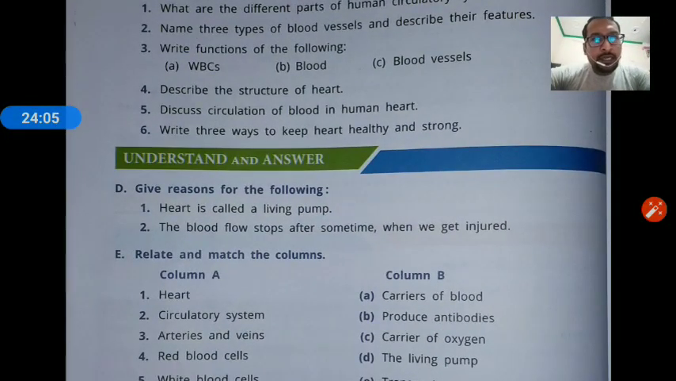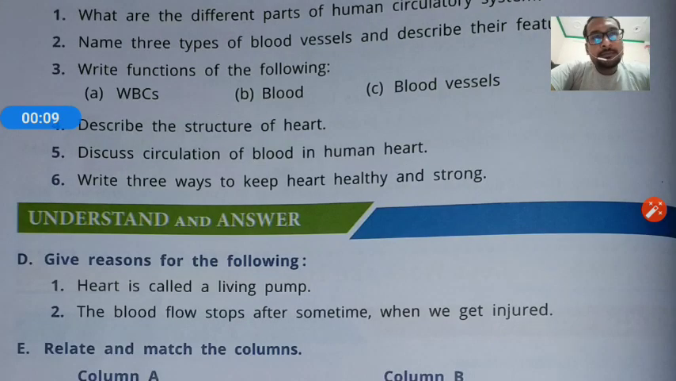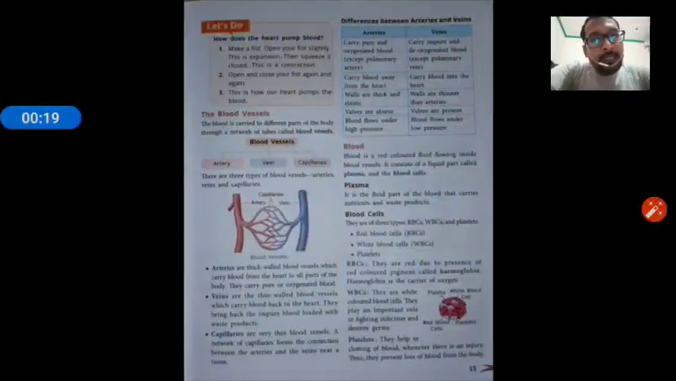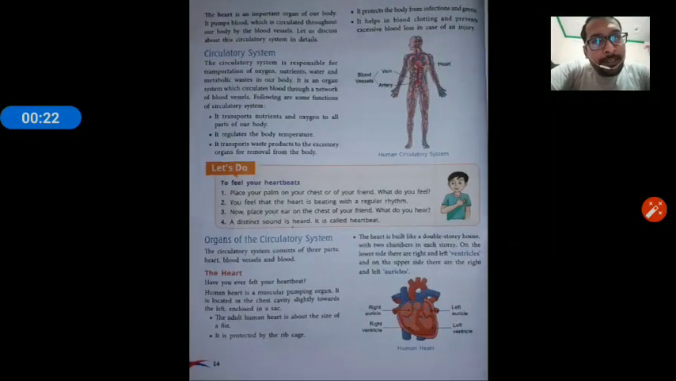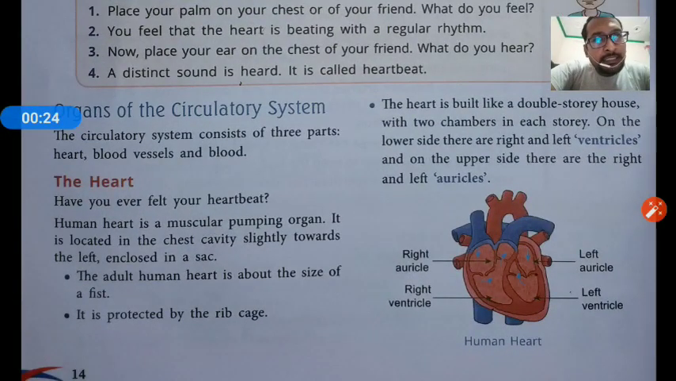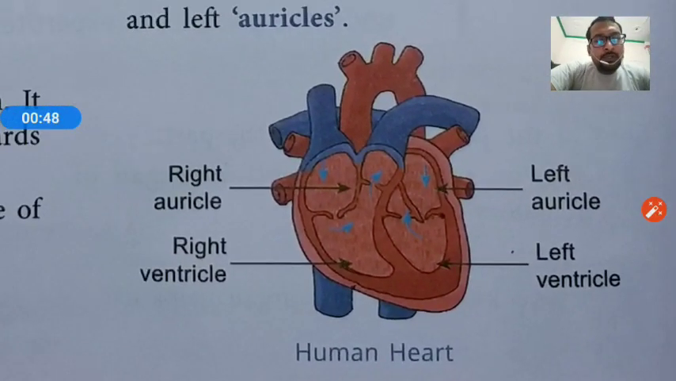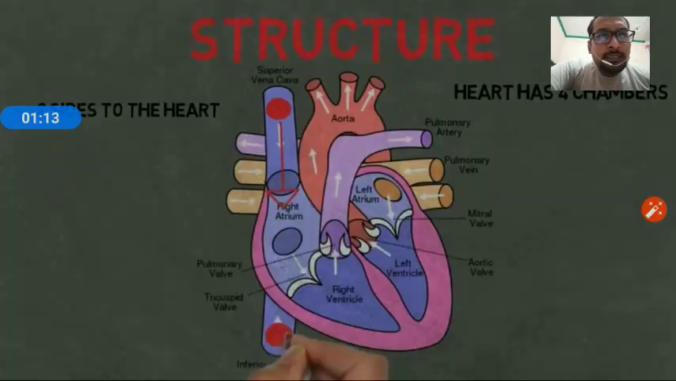Discuss the circulation of blood in the human heart. Means how the blood circulates in the human heart. So let's find out with the picture. I will narrate the answer because you have to make this answer. As you can see in the picture, the answer will begin by first drawing this diagram. Then, to understand this answer, you have to understand the structure of the heart.